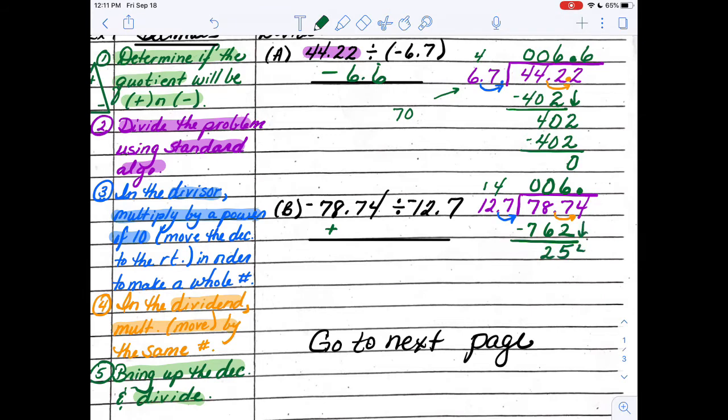Now let's bring down that 4. 127 can go into 252 2 times, and when I go ahead and multiply, I should get 254. When I subtract, I have nothing left over, no remainder, which means my answer is positive 6.2.